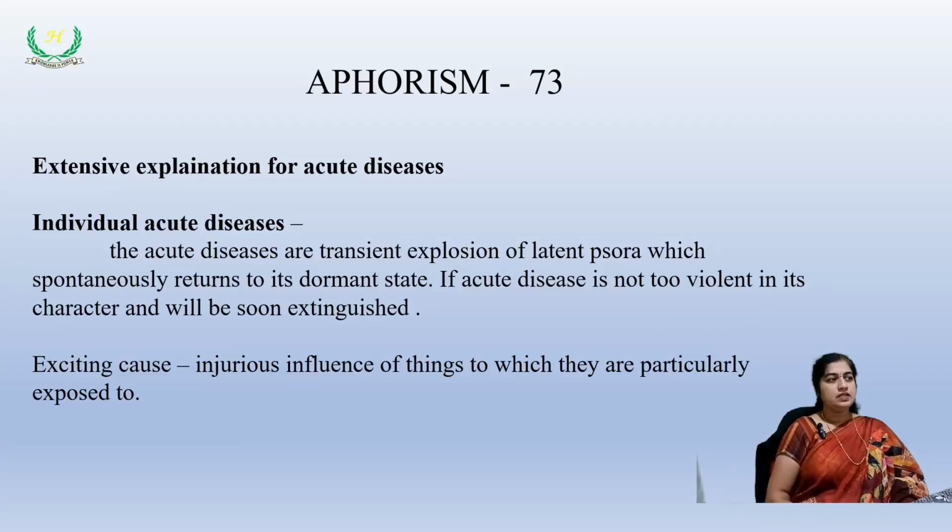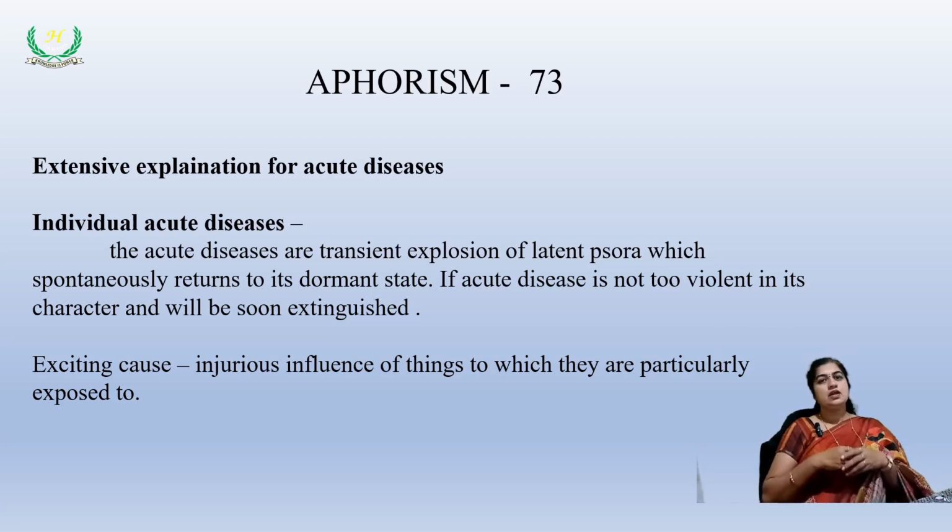Hello everyone. Let us discuss Aphorism 73. Here Hahnemann has given extensive explanation for acute disease. Please go through Aphorism 2 where we have given how acute and chronic diseases are defined. Now we will see the classification of acute diseases. In acute diseases you have individual acute disease, sporadic acute disease and epidemic acute disease. So we will start with extensive explanation for individual acute disease.